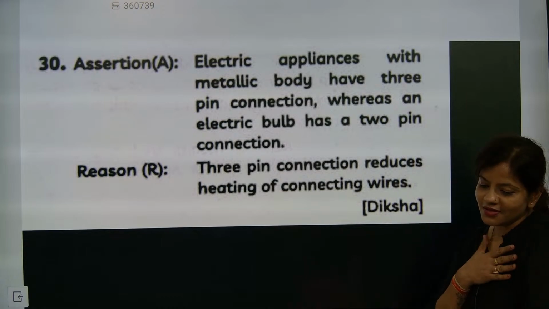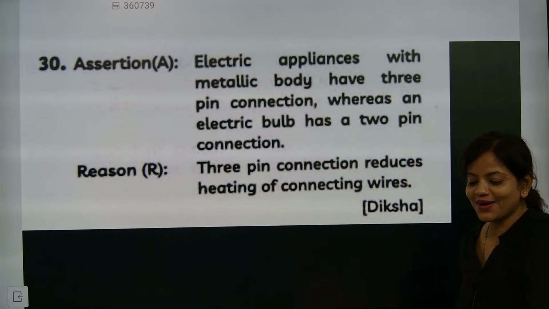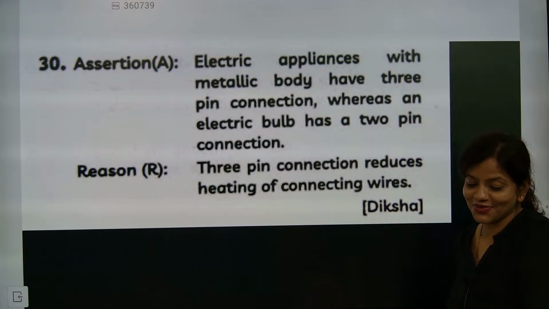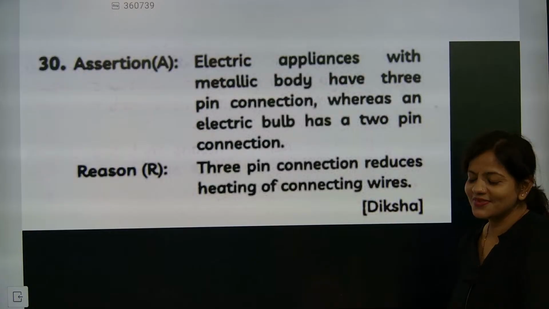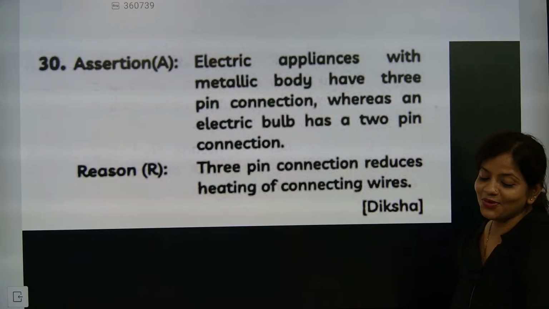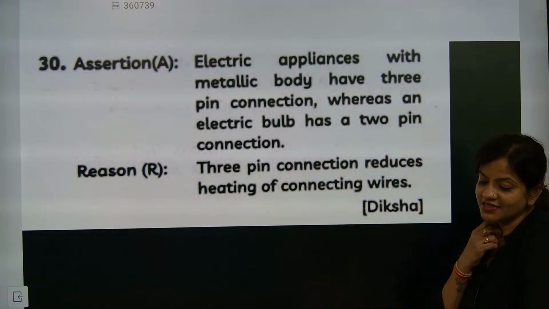I can't stop my laugh because of one last statement. I don't know what the statement is. Please kindly say the answer.